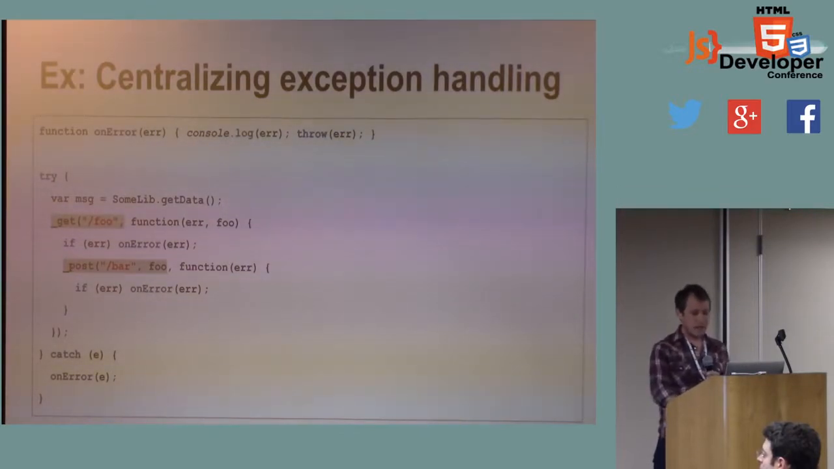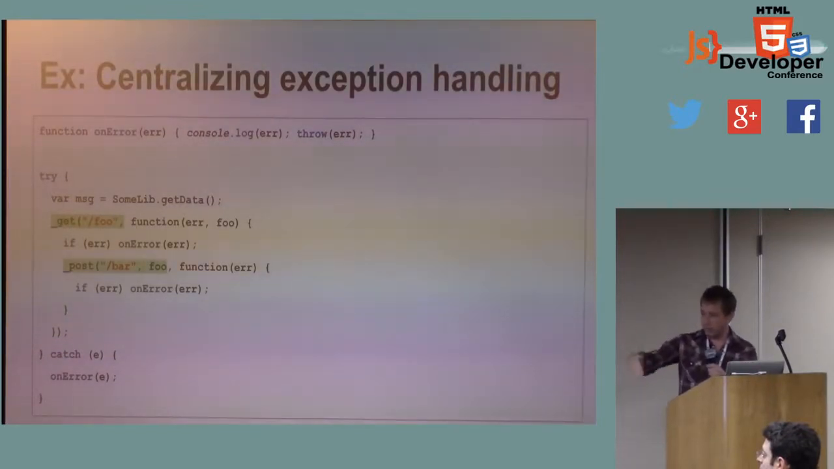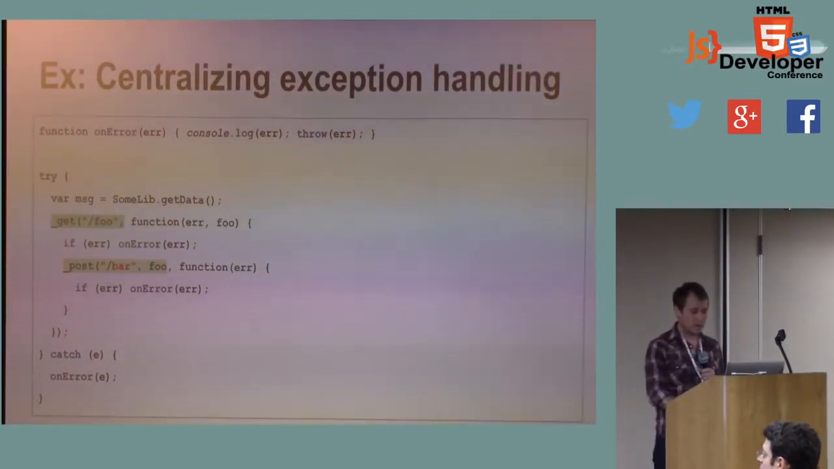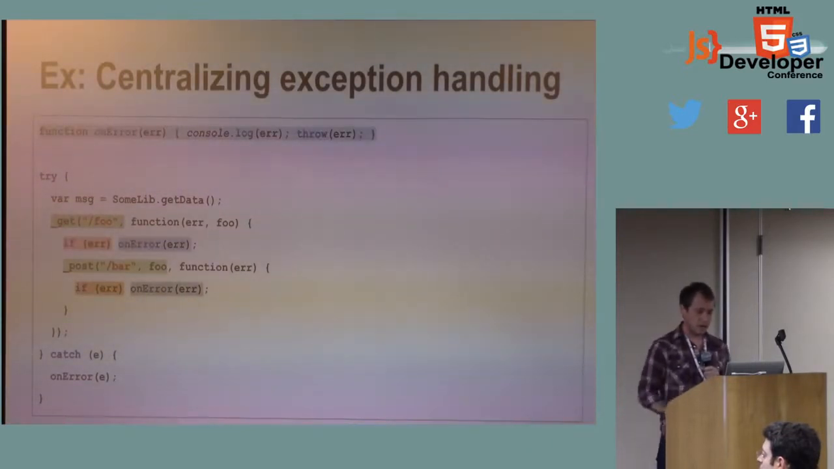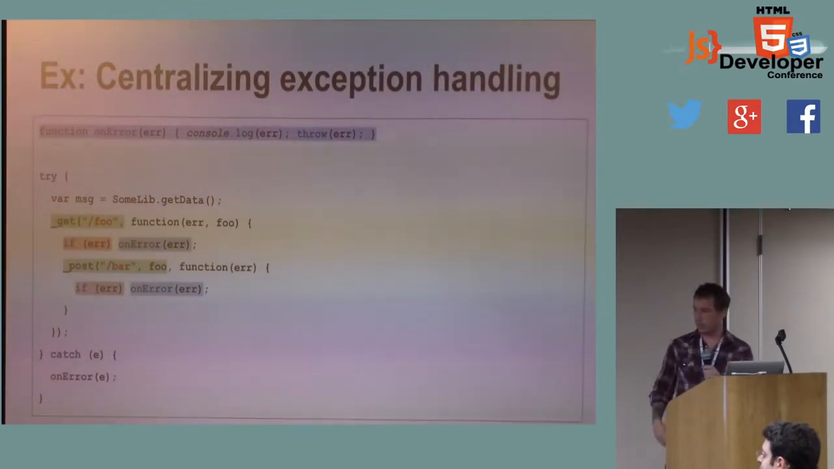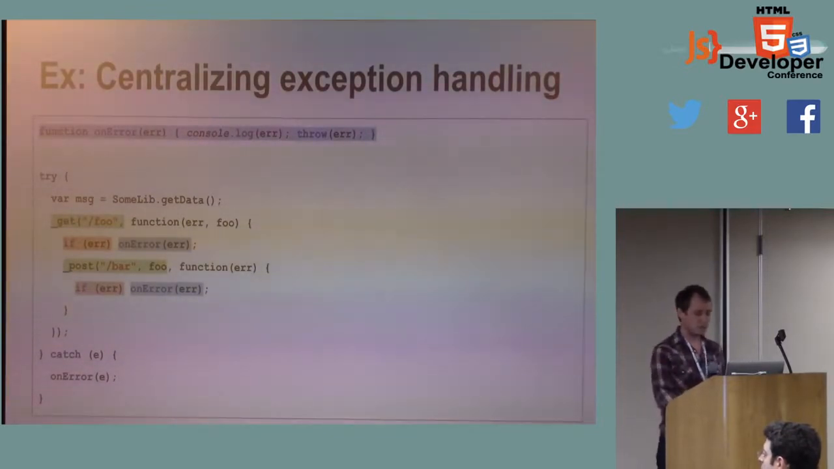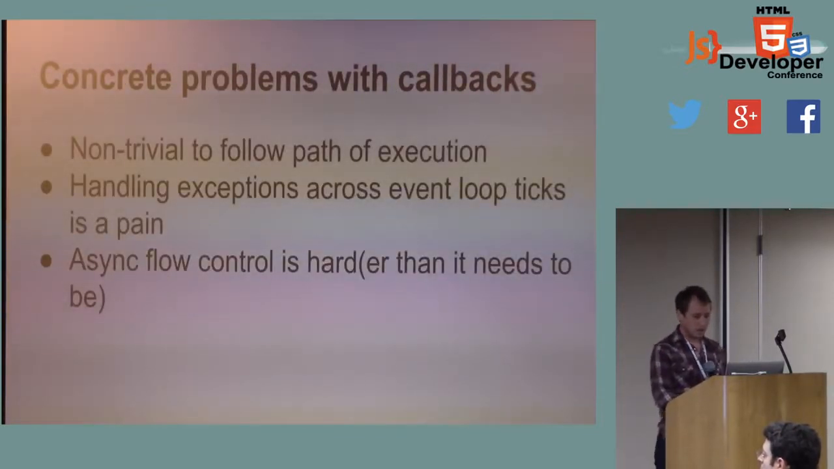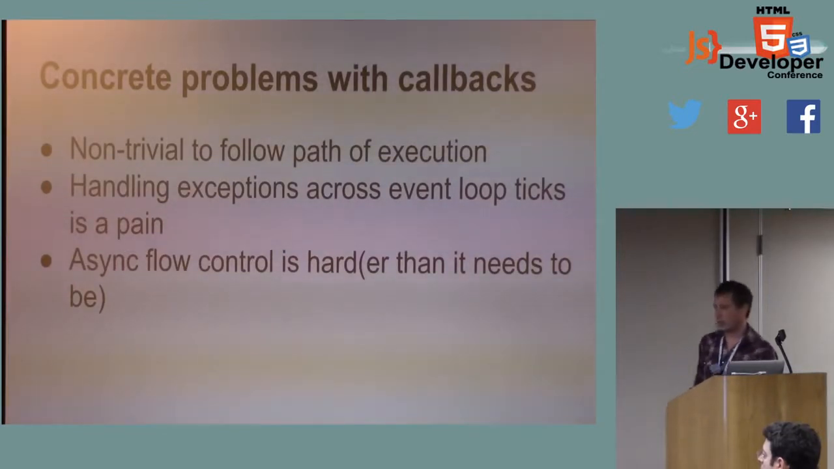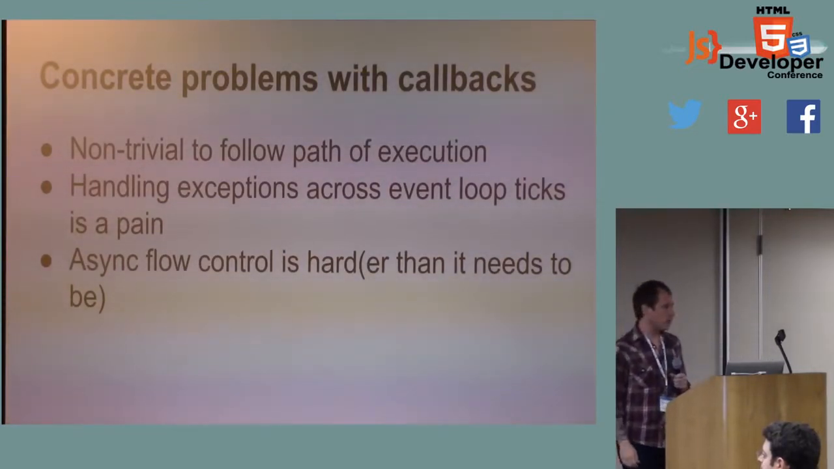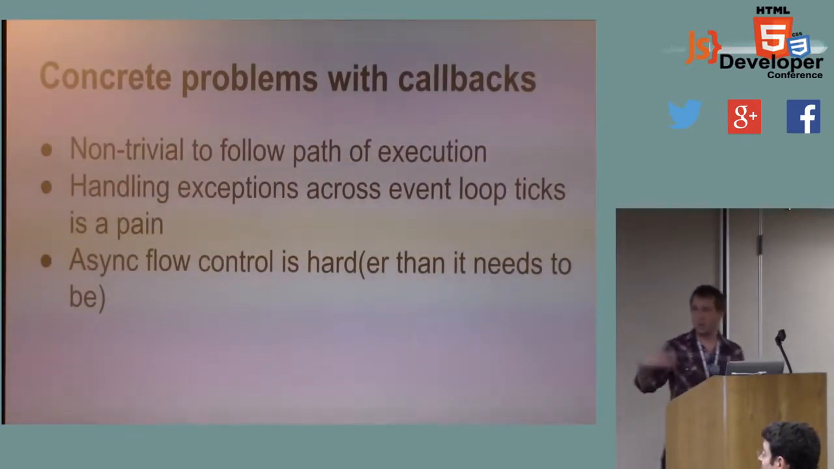Because the error is going to be available on a future tick of the event loop, a different tick than when our try catch was evaluated, I have to plumb this error handler around via closure. It's a ton of code to write. It's a bunch of boilerplate grossness, and I don't like doing it. There's got to be a better way. There is a better way. I'll show you.